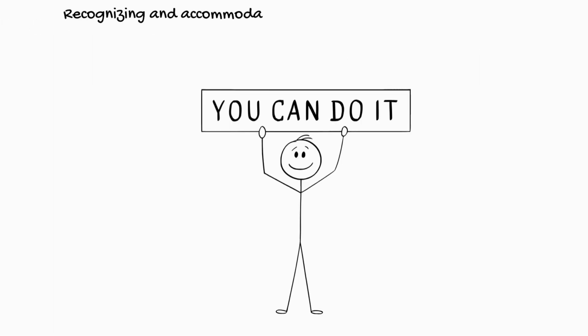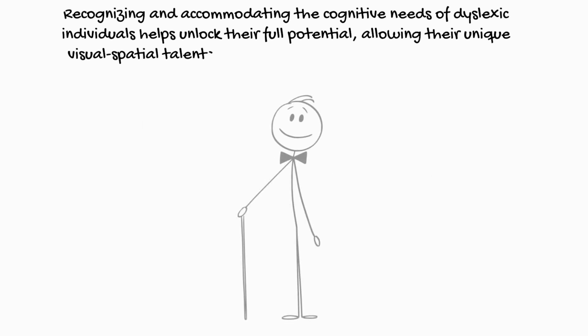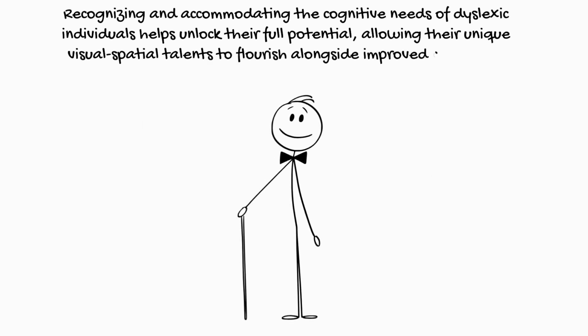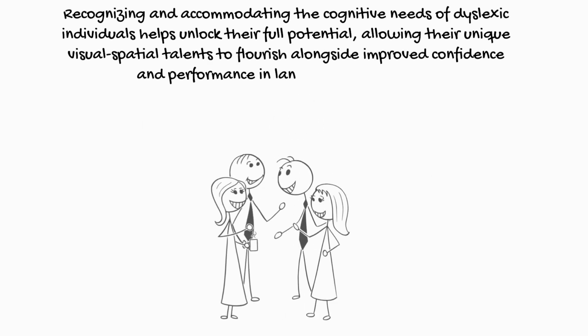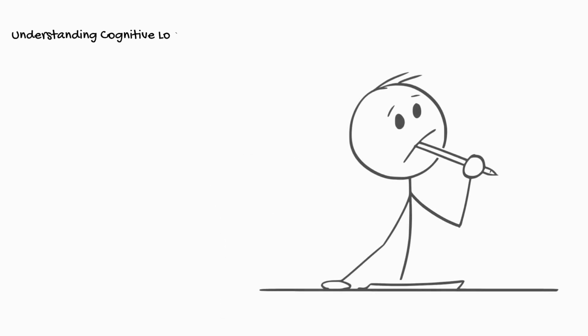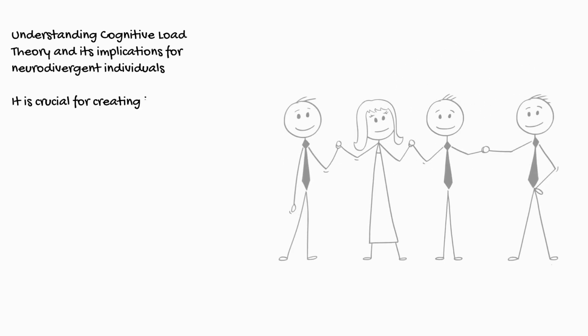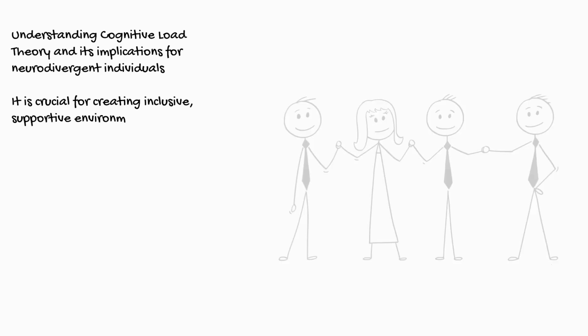Recognizing and accommodating the cognitive needs of dyslexic individuals helps unlock their full potential, allowing their unique visual spatial talents to flourish alongside improved confidence and performance in language-based tasks. Understanding cognitive load theory and its implications for neurodivergent individuals is crucial for creating inclusive, supportive environments.